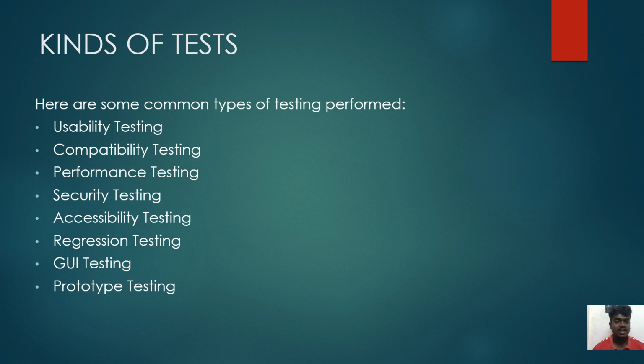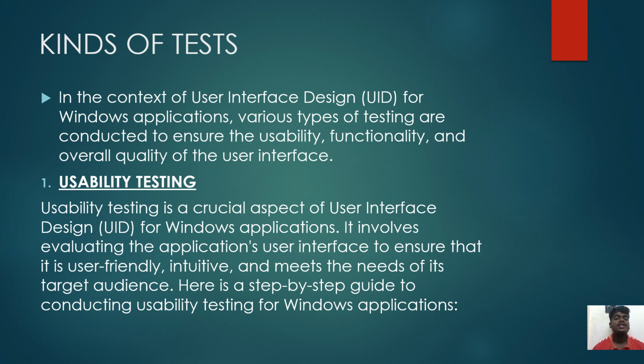Kinds of tests. Here are some of the common types of tests performed: usability testing, compatibility testing, performance testing, security testing, accessibility testing, regression testing, graphical user interface testing, prototype testing. These are some of the common types of testing performed. In the context of user interface design for Windows applications, various types of testing are conducted to ensure the usability, function, and overall quality of the user interface.